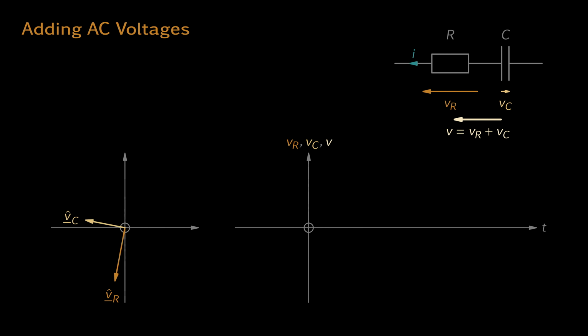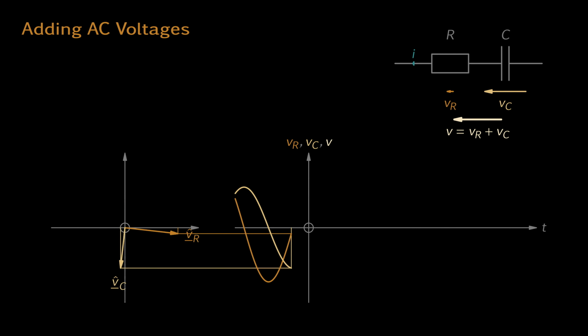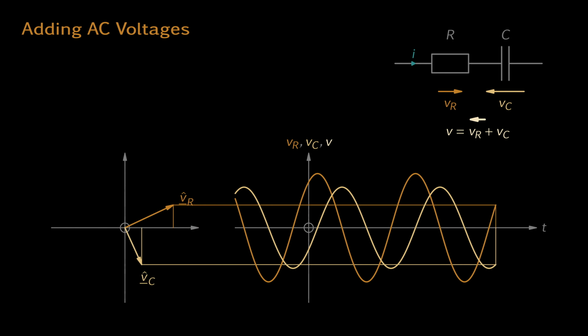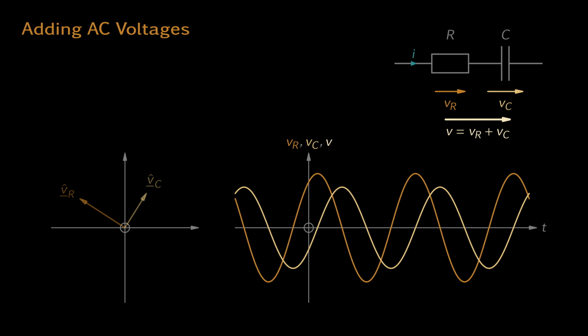Since both voltages have the same period, their corresponding arrows rotate at the same speed. The orientations of the arrows depend on time, but the relative position remains fixed. As they rotate, they generate the sinusoids for the two partial voltages. We can see how the sinusoid for VC trails the one for VR by a quarter period.